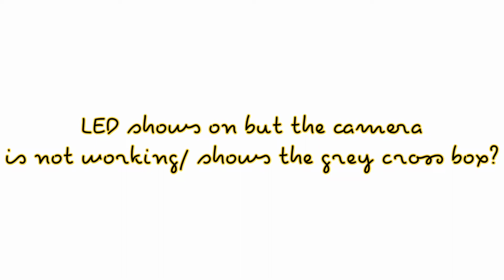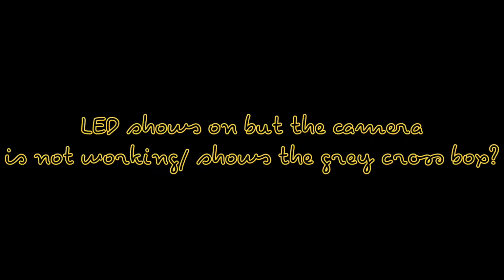Next question: the LED is turned on but the camera still shows the gray cross box. This issue is related to the Lenovo Vantage privacy settings or Windows camera privacy settings, in my opinion, because I've seen in Lenovo Vantage, if we go to audio visual and then slide down towards the camera settings, it will show the gray box. Whenever I open that audio visual tab, the LED beside the camera, or wherever the LED is in your laptop, turns on right back.